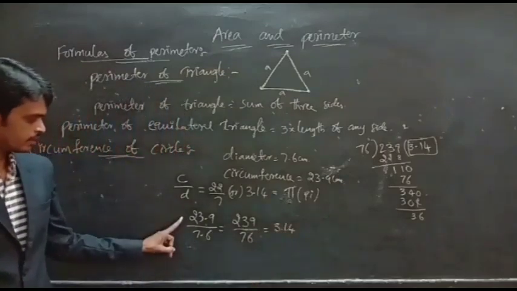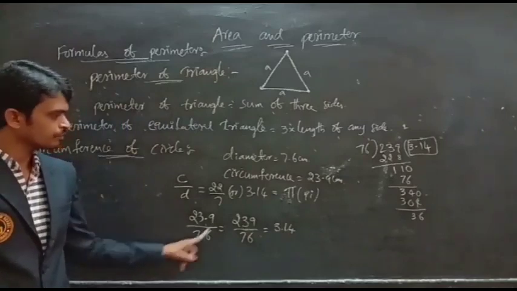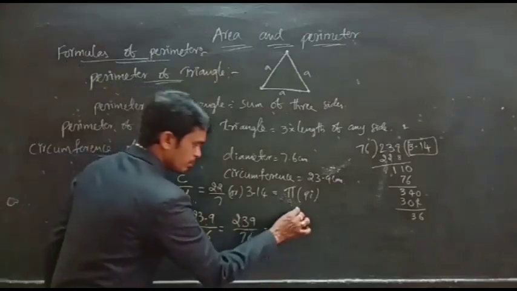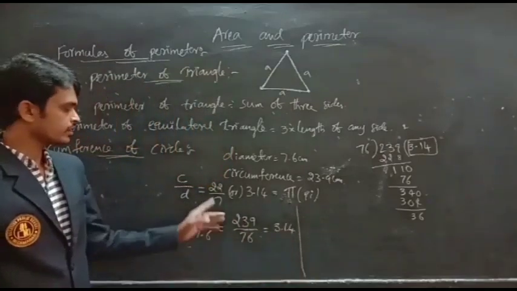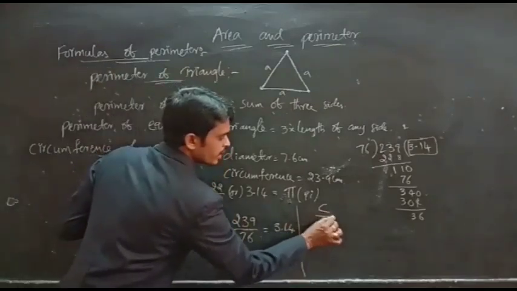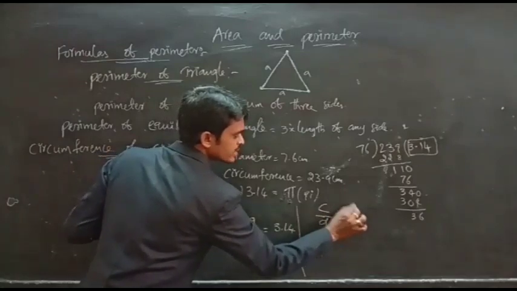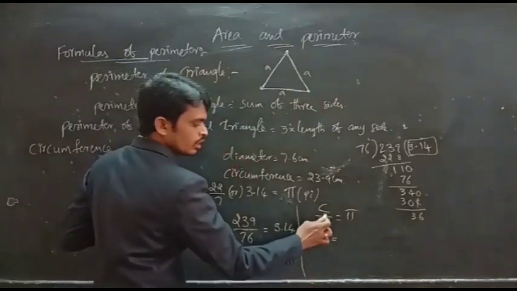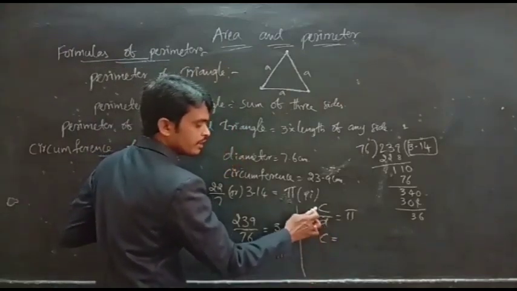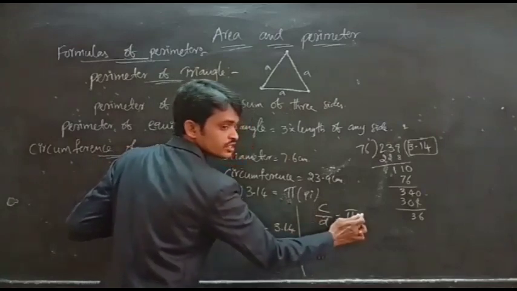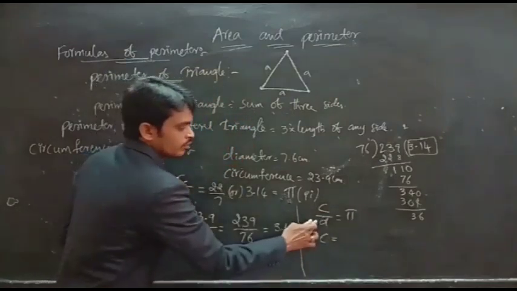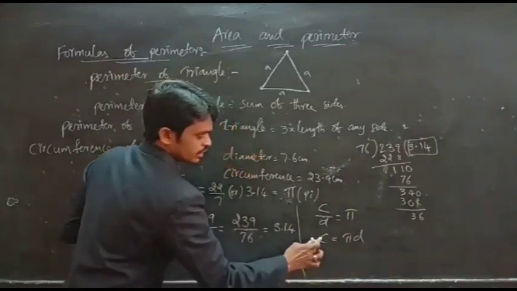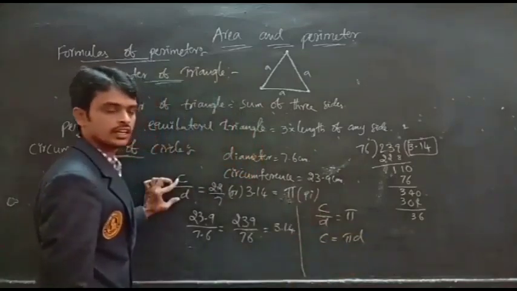So the ratio of circumference and diameter, we got the value 3.14. Yes or no? So by taking this, we will get the formula. So C by D is equal to pi. Then C is equal to, here D is dividing with C, so it will transpose to the other side, and the quantity will multiply with pi. So C is equal to pi into D.